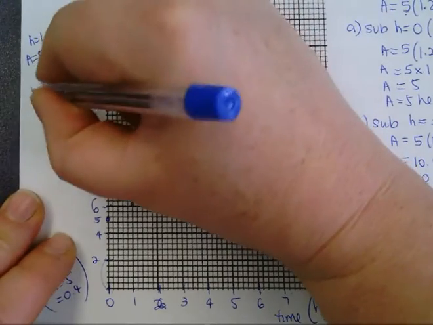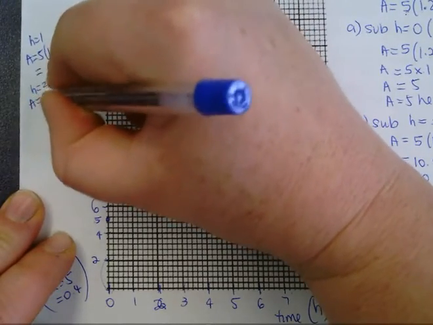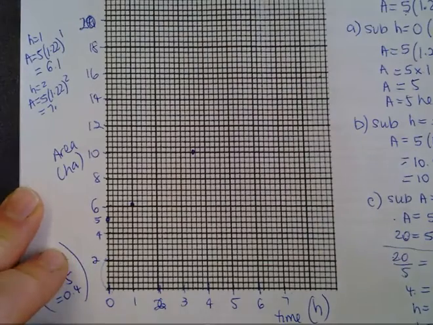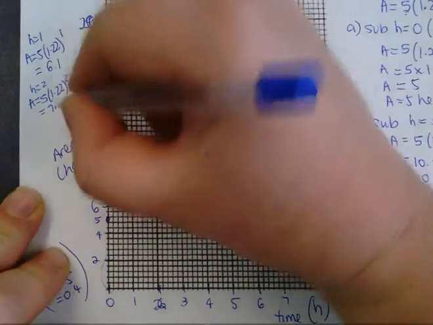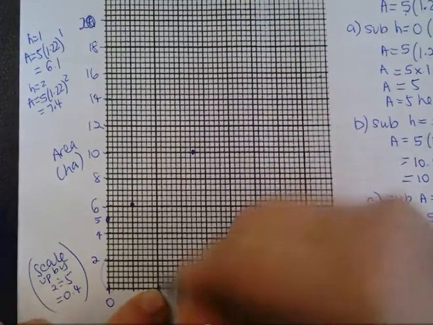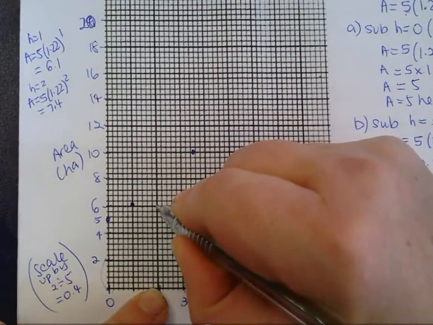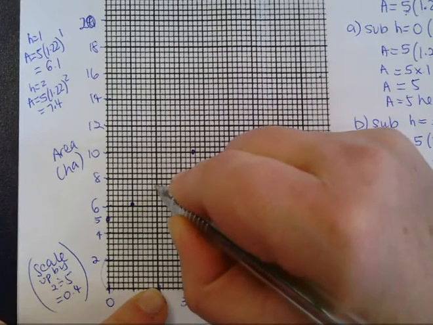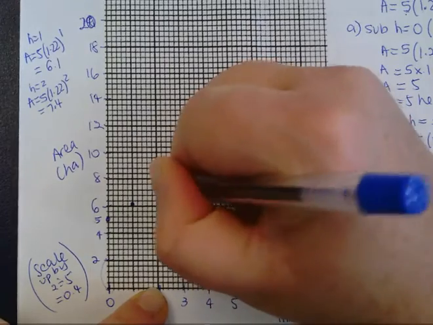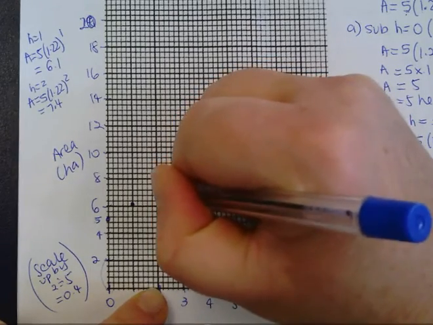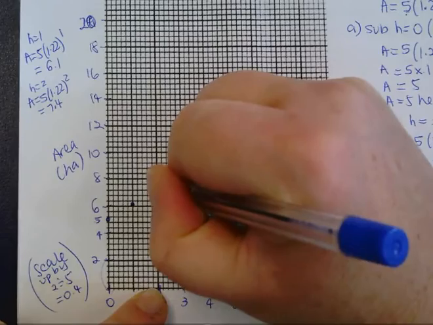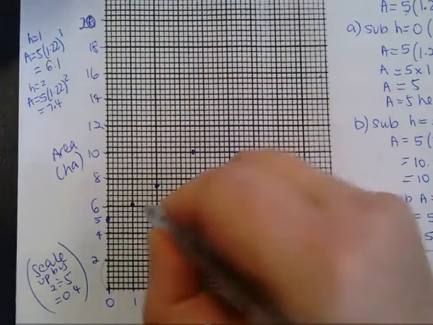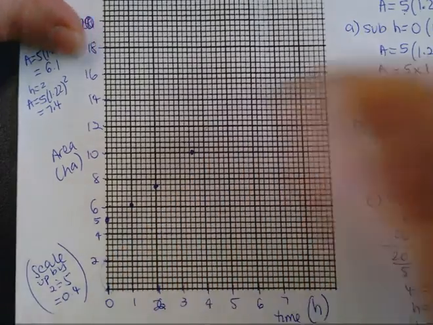What about when h is 2? 7.4. One decimal place is fine. 2 is 7.4. Now I've got 6, 6.4, 6.8, 7.2. 7.4 is exactly going to be halfway between 7.2 and 7.6, so that's where you've got to have your accuracy there. It's not really looking exponential yet.